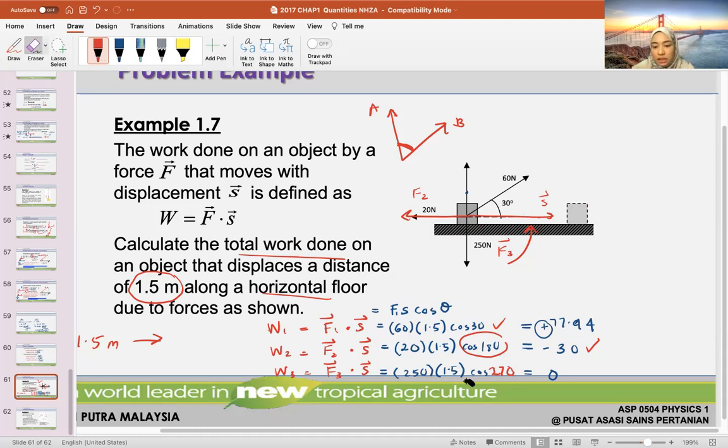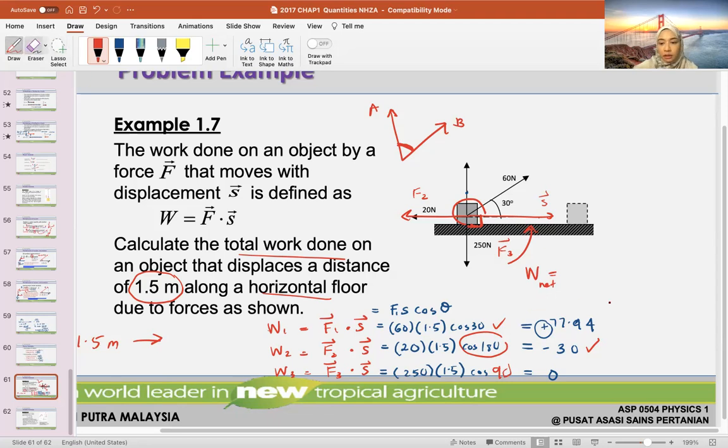Okay, so in this case, you can also say the angle is 90 because we are just talking about the angle between them. So it can be this way, it can also be this way. So dua-dua boleh dapat jawapan yang sama. Okay, so this becomes a 0. So the final answer is work done net. I can write it like this, or I can write it like this. Means the same thing.